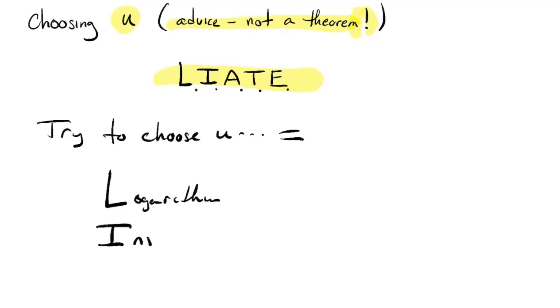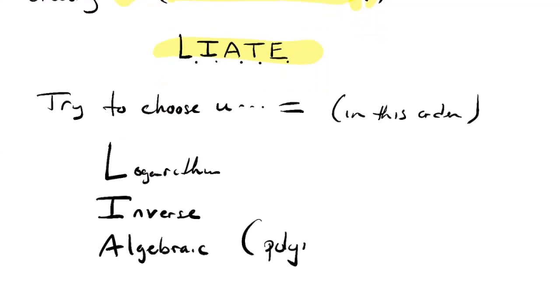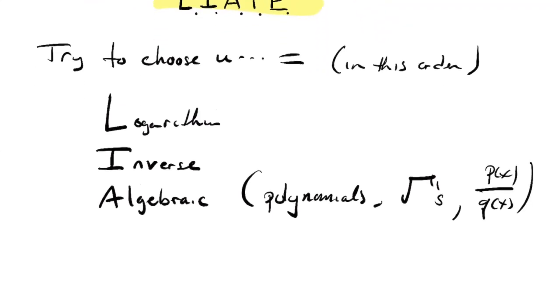Inverse functions. So inverse tan, inverse cosine, if that's in there, try to let u equal that. And it's in this order. So try in this order. Not fail-safe advice, but algebraic functions is what the A stands for. So things like polynomials, radicals, yeah, rational functions, polynomials over polynomials, those are called algebraic functions.